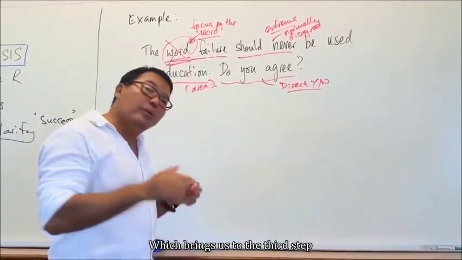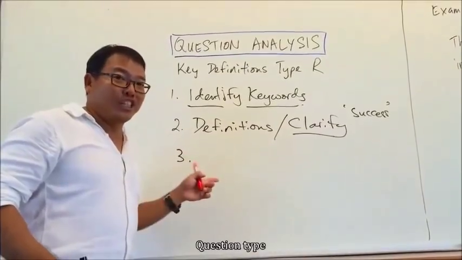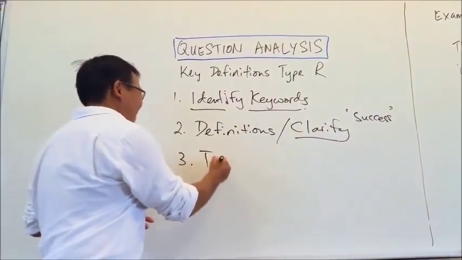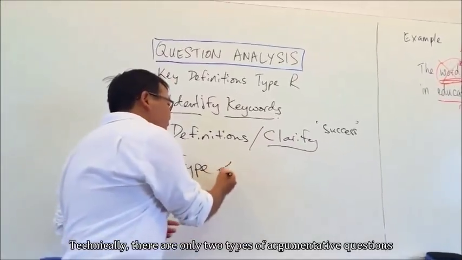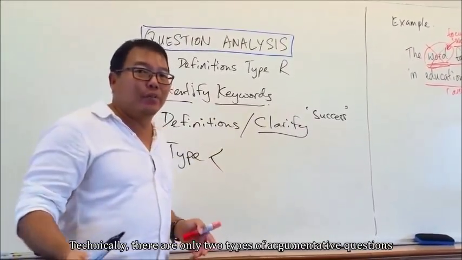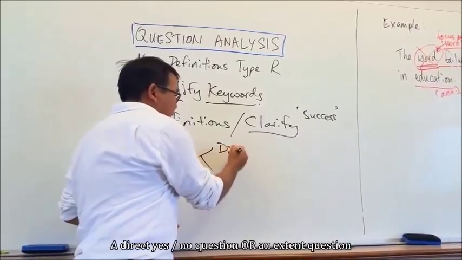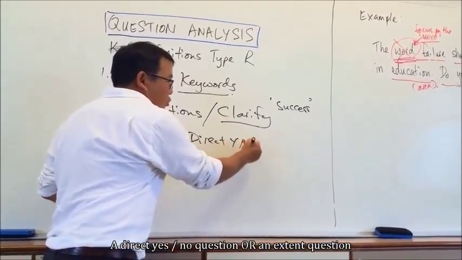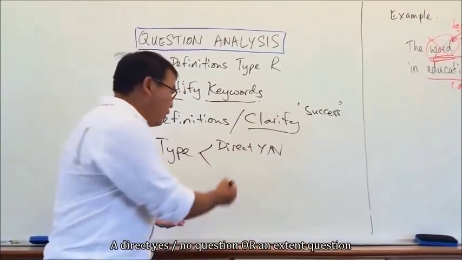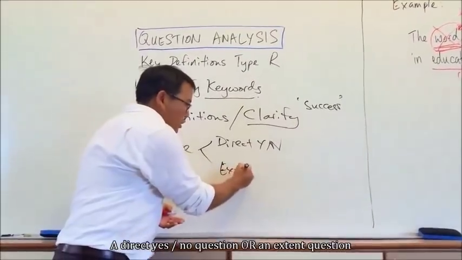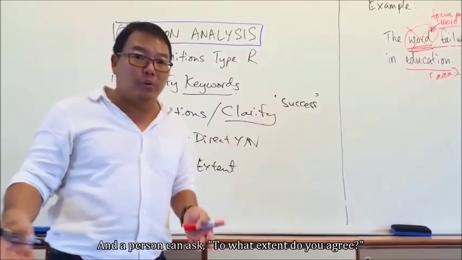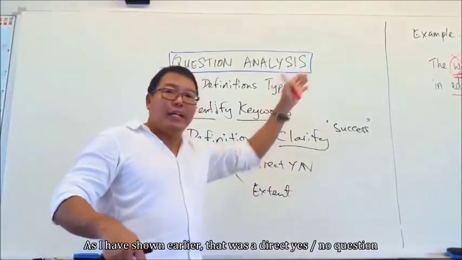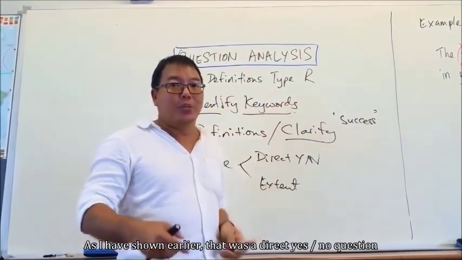Which brings us to the third step. Question type. Technically, there are only 2 types of argumentative question. A direct yes-no question or an extent question, where a person can ask, to what extent do you agree? I have shown earlier, that was a direct yes-no question.